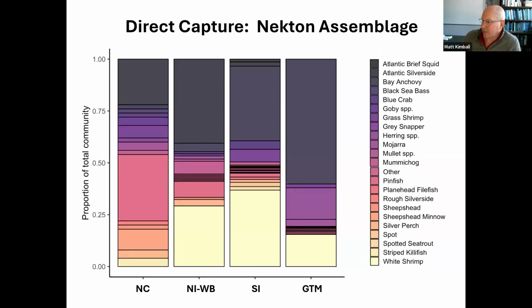There are some differences between sites, and I think that's largely due to water temperatures. When we sampled the southern sites, GTM and Sapelo, the temperatures were in the mid to high 20s. When we sampled North Carolina and North Inlet Winyah Bay, the temperatures were in the teens. So we just happened to be on the cusp of the fall to winter season. But anyways, the usual players.